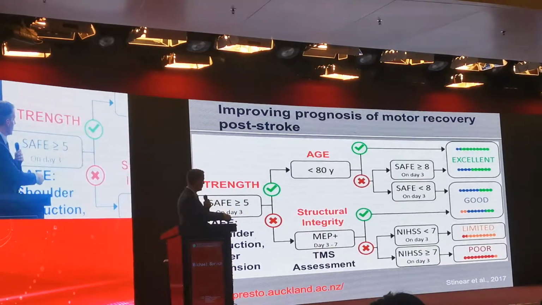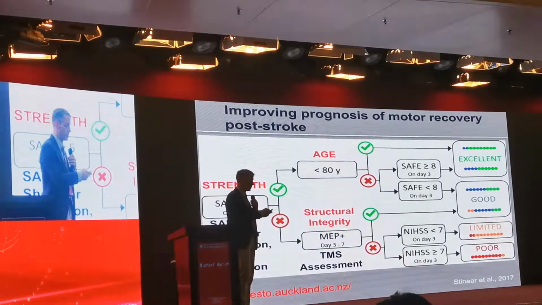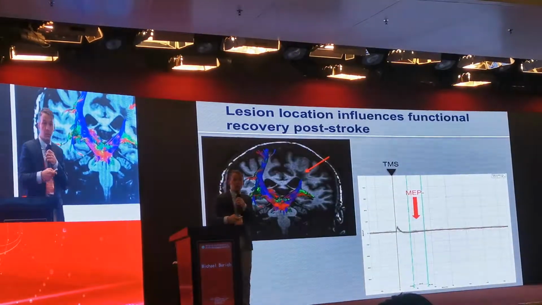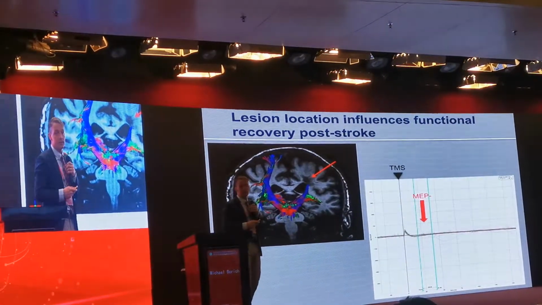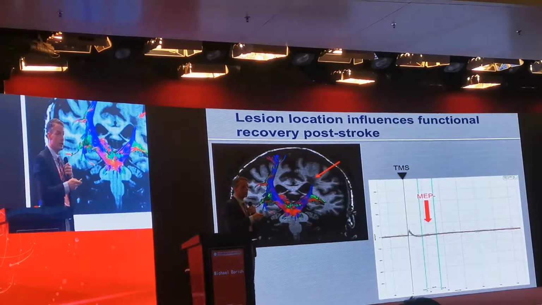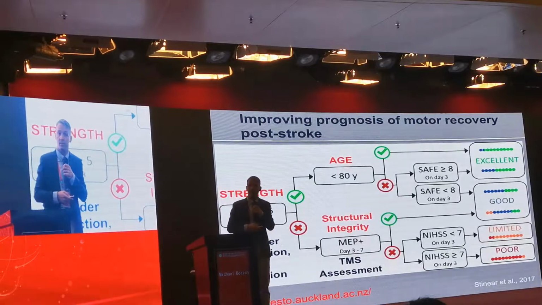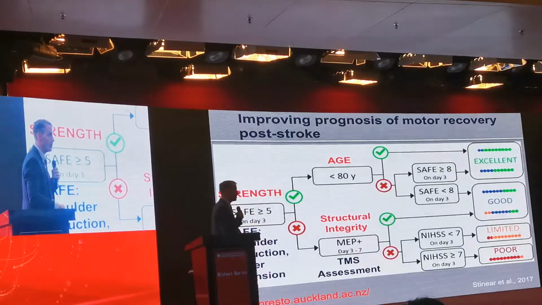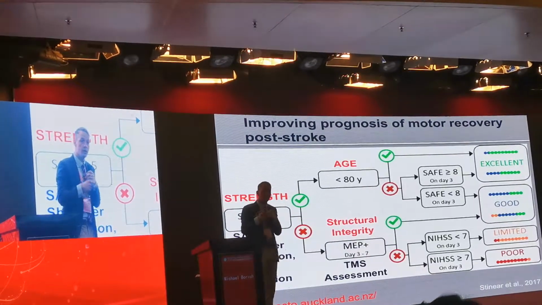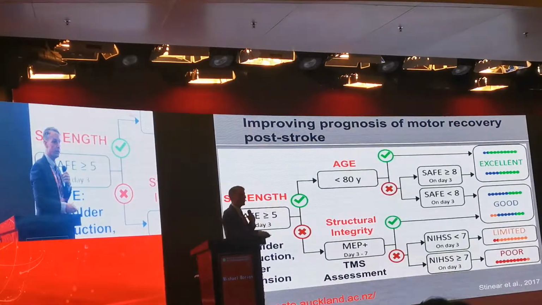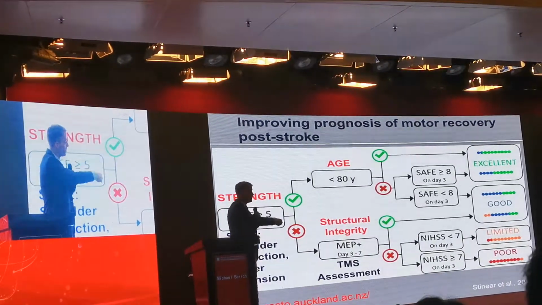And it turns out that if you include TMS in the acute assessment of these individuals to see if that corticospinal tract is still functionally intact, i.e. if you can elicit an MEP, that is a positive prognostic sign. That means there's a good likelihood that they have sufficient neural substrate available to benefit from rehabilitation. So if you incorporate this into a model where you test strength, you know their age, and you know a little bit more about them, you can stratify them into different categories of how much they're expected to recover, from excellent recovery to poor recovery.